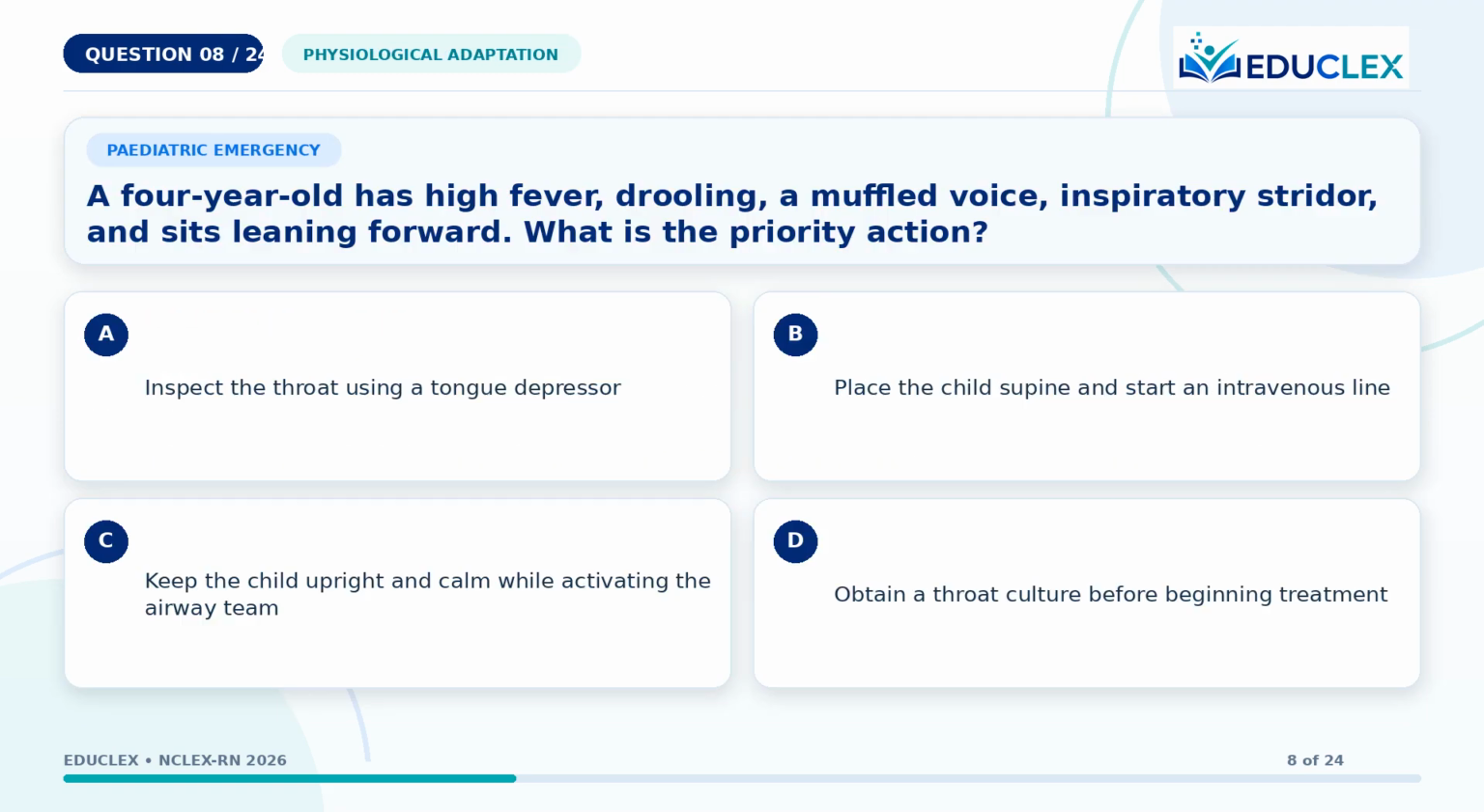Question 8. A 4-year-old has high fever, drooling, a muffled voice, inspiratory stridor, and sits leaning forward. What is the priority action? Option A, inspect the throat using a tongue depressor. Option B, place the child supine and start an intravenous line. Option C, keep the child upright and calm while activating the airway team. Option D, obtain a throat culture before beginning treatment.